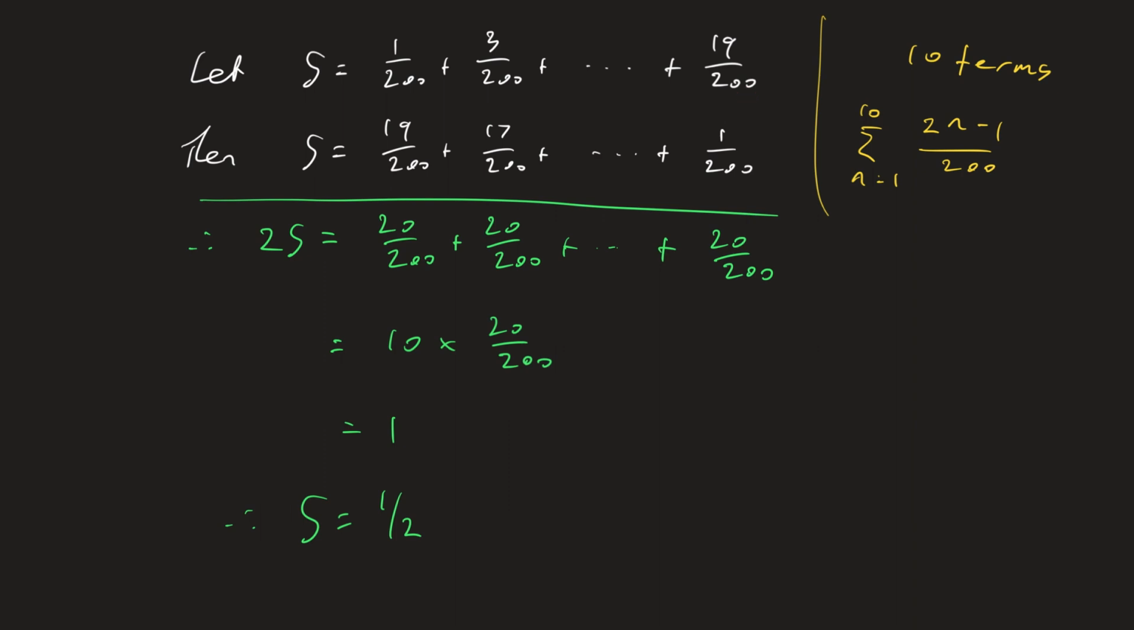Indeed, formally, we can write S as the sum as n goes from 1 to 10 of 2n minus 1, all divided by 200. So there are 10 terms, so therefore 2S is 10 times 20 on 200. 10 times 20 on 200 is just 200 on 200, in other words 1. Therefore our sum is equal to 1/2.